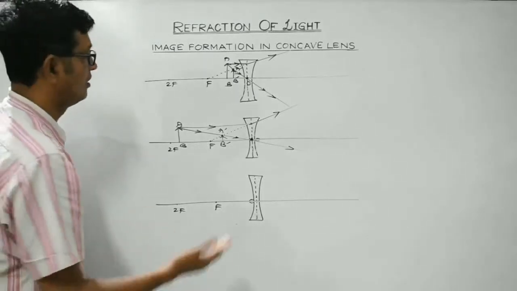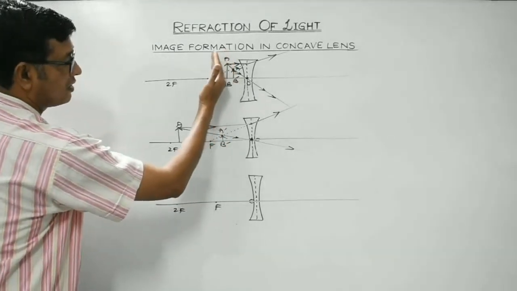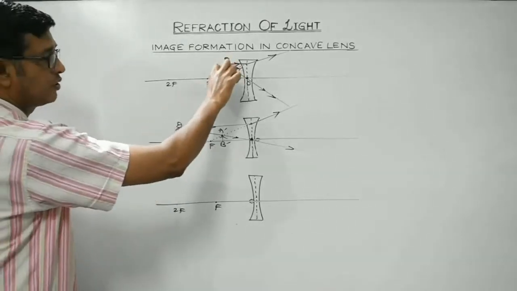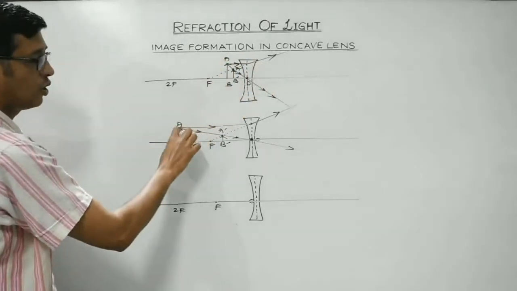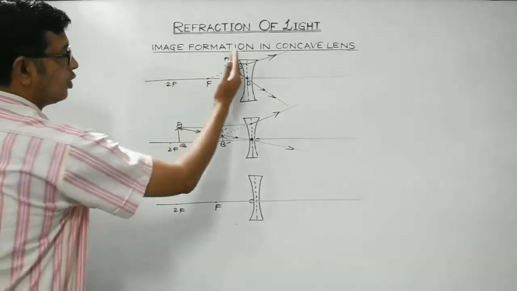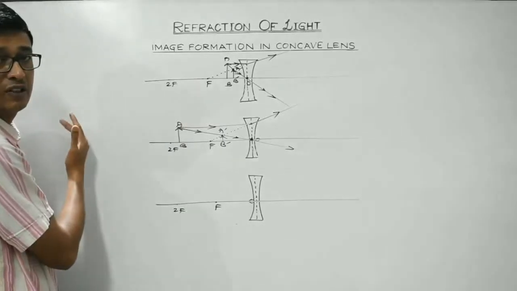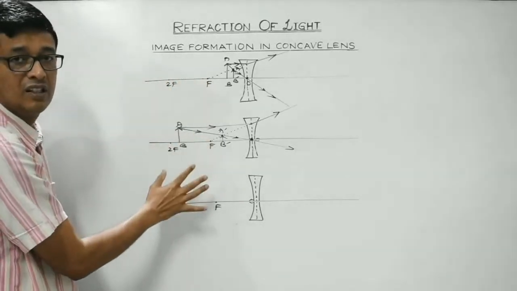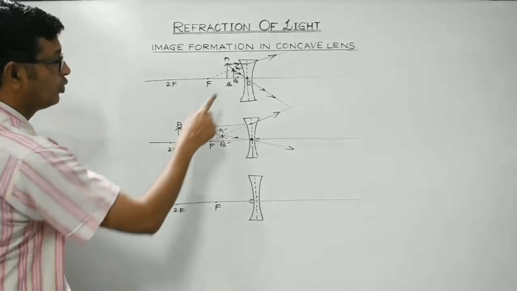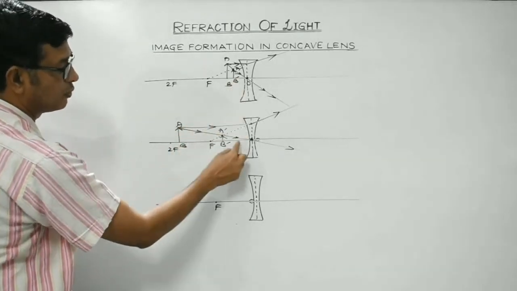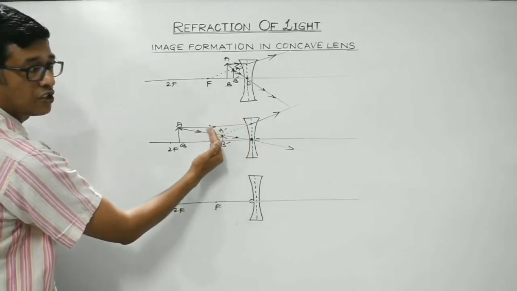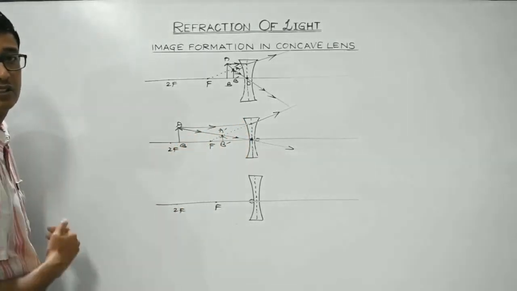Again, I repeat, as the object is taken farther away from the concave lens, here the object is placed very close to the concave lens, here the object is placed farther away from the concave lens, right? So as the object is taken farther away from the concave lens, what is noticed is the size of the image will keep on decreasing. And the position of the image, earlier the image is formed somewhere over here. Now the position of the image tends to shift towards the focus.